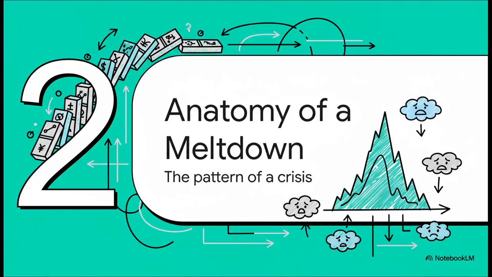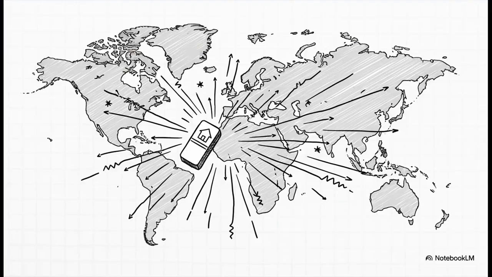Okay, so how does this whole chain reaction actually play out? I mean, it looks like pure chaos from the outside, but believe it or not, these crises often follow a pretty predictable pattern. So let's break down the anatomy of a meltdown. And for this, there's no better example than the 2008 global financial crisis. It's the perfect case study.